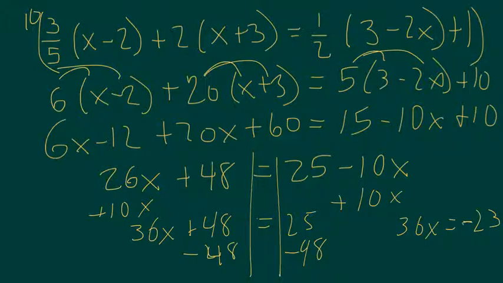Okay. And then I would divide both sides by 36, which is going to leave me with this bad fraction as my answer. But that is the final answer. X equals negative 23 over 36. That cannot be simplified any further. I hope this was helpful. Thank you.